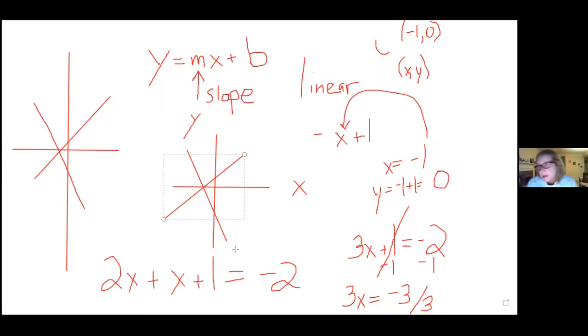So anyway, that's a system of equations. I can do another one for you, but we could talk about different things too, whatever you'd like to do.